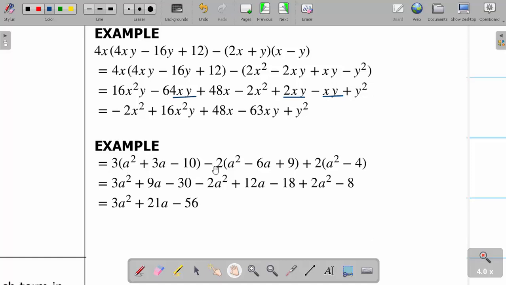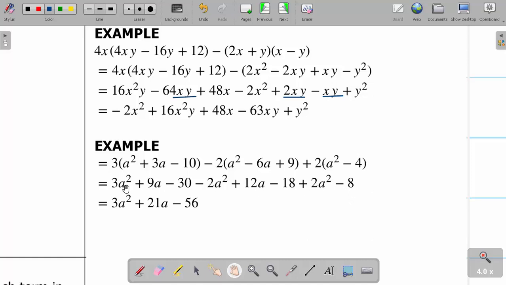What about minus 2 times a squared? That gives us minus 2a squared. What about minus 2 multiplied by negative 6a? That gives us positive 12a. What about negative 2 multiplied by positive 9? That gives us negative 18. Then 2 times a squared gives us 2a squared. 2 times minus 4 gives us minus 8.